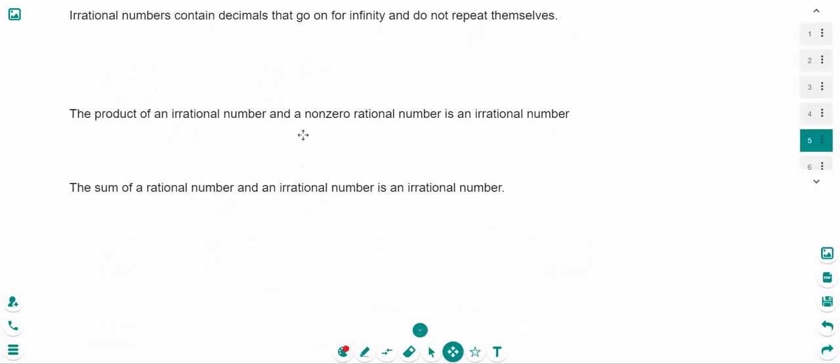This is kind of interesting. The product of an irrational number and a non-zero rational number is an irrational number. So in other words, if I take something like pi, which we just said was irrational, and I multiply that by a rational number, let's say a 2, the end result will be 2 pi in this case, but 2 pi is going to be irrational.